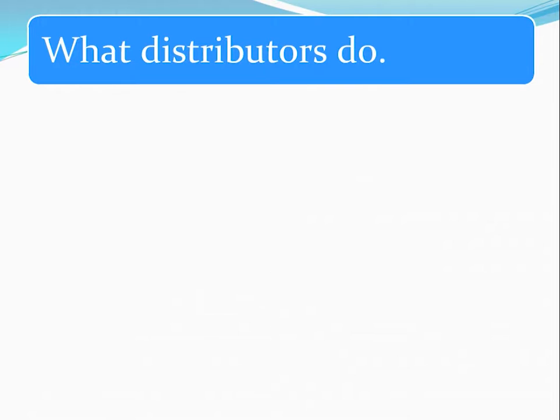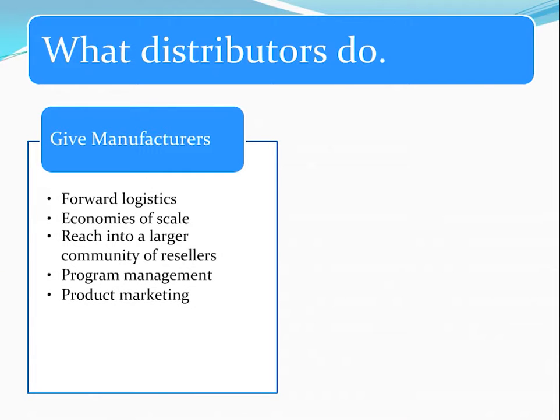What does a distributor do? Okay, so we get it. A distributor gives manufacturers certain things. We give manufacturers logistics, we get the product where it needs to be. We give them economies of scale. We buy from a lot, put it in a big warehouse. We can do things way cheaper. We give them reach into a large community of resellers that they couldn't reach otherwise. And we give them program management. We manage all their gold, silver, bronze programs, and we give them product marketing. We put their product in front of lots of resellers. That's what we do for manufacturers.